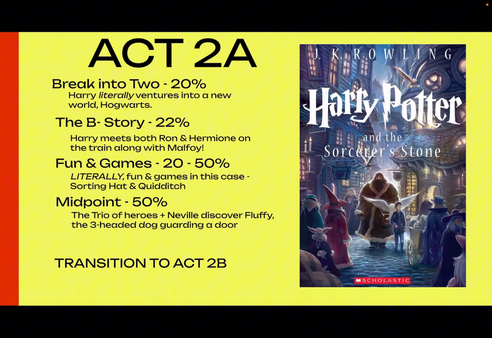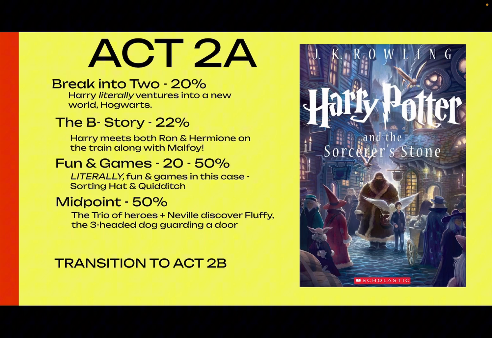Then we enter Act 2. Act 2 is often broken into two different acts, Act 2A and Act 2B, but together they form the second act. Breaking into Act 2 is what we call in the business crossing the threshold. We are no longer in the ordinary world. So in Harry Potter, breaking into Act 2 usually occurs at the 20% of the book mark. Harry literally ventures into a new world, Hogwarts. He crosses into the platform at 9 3/4 and enters a world full of imagination.